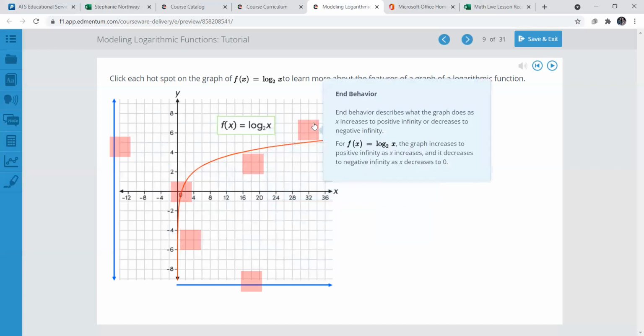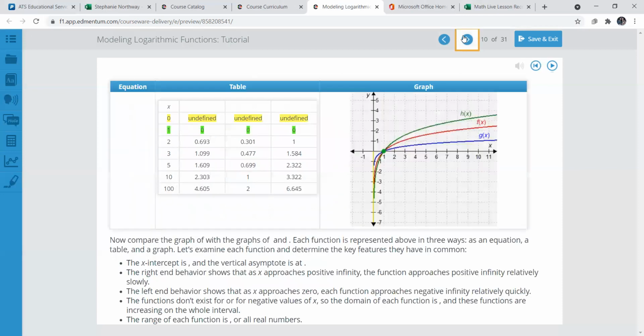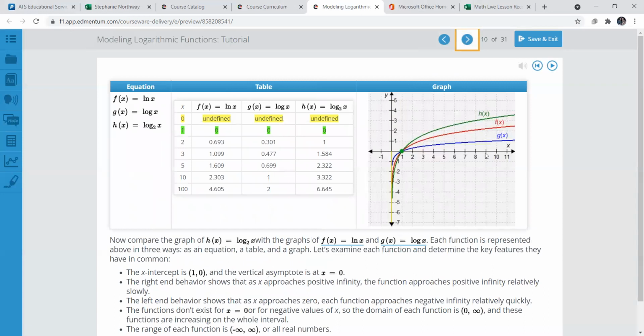And the end behavior of the graph. End behavior describes what the graph does as x increases to positive infinity and decreases to negative infinity. It just tells us what's happening in our graph, okay? Here's our lovely little chart that shows each function we have going on here.